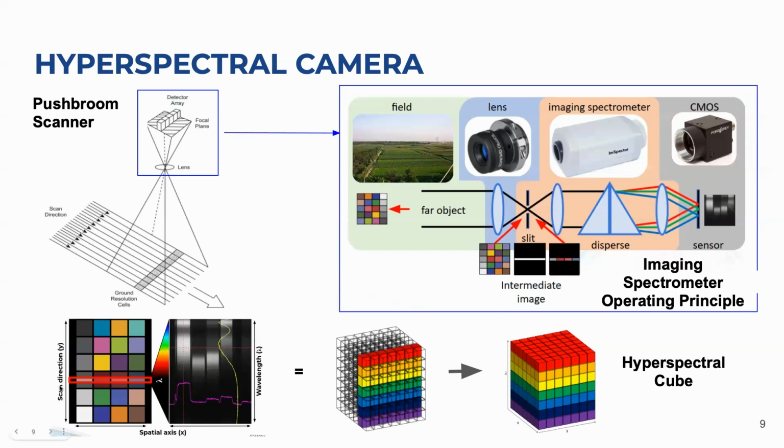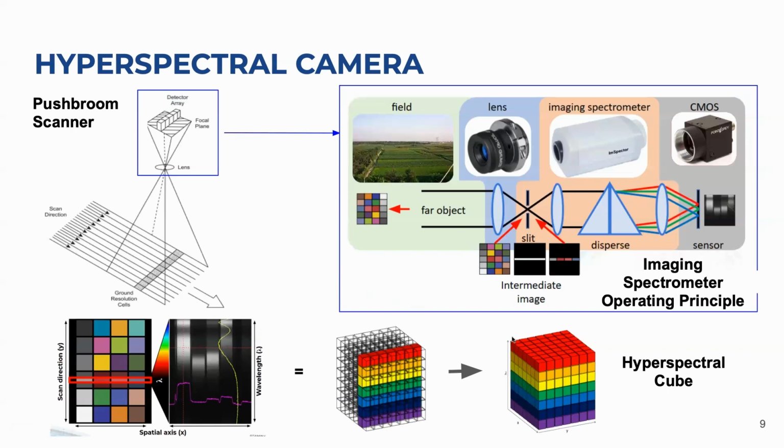Here's an example. So this colored chart, this is the slit, and after going through the imaging spectrometer, the diffraction grating and the prism inside the imaging spectrometer, this is what it sees. So the hyperspectral image, when you sweep through the whole scene, what you get then is a hyperspectral cube. The XY axis here is a spatial axis, while this vertical axis here is the wavelength axis.